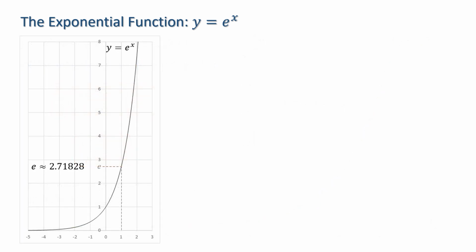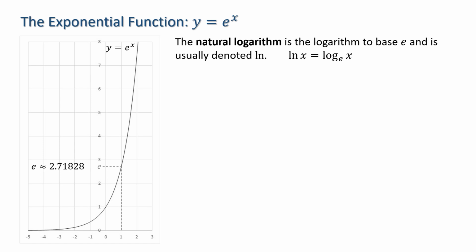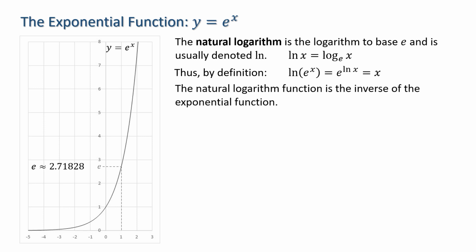Because of the special properties of e to the x, i.e. the exponential function that has base e, the logarithm to base e also has special properties. We define the natural logarithm to be the logarithm to base e, and we usually denote this by ln, which is pronounced simply as "ln". We know from the definition of logarithms that ln e to the x equals e to the ln x equals x. And we also know that the natural logarithm function is the inverse of the exponential function.